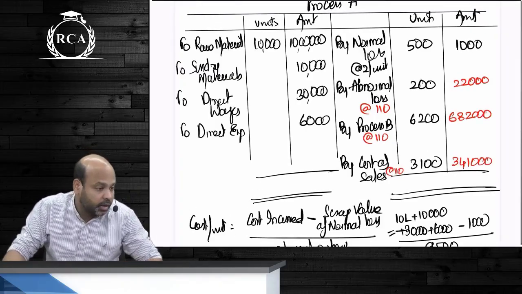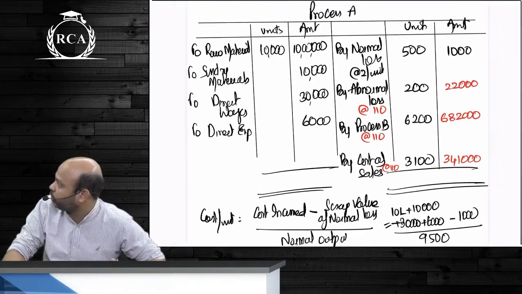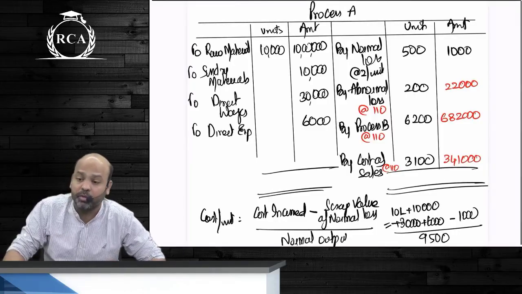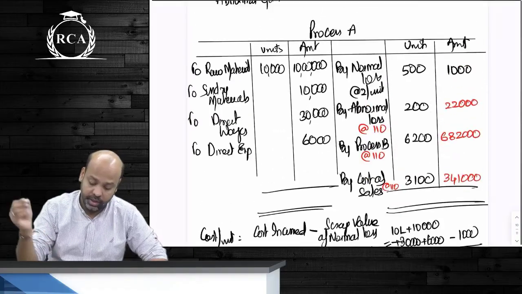Did you understand what we did just now? I'm not preparing the normal loss account and abnormal loss account now. We'll be preparing the normal loss and abnormal loss account later. Is everyone clear about this? Any doubt in this? Ask now.